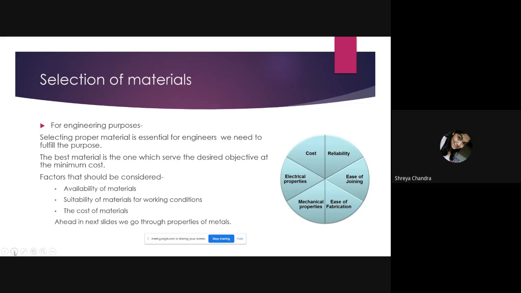Now, selection of materials. Proper selection of materials is very essential. We should always keep a few things in mind. The material should satisfy all our basic needs as well as our demands for the purpose we are using it for, and it should be of minimum cost. We should always check the availability of materials, and the material should be reliable.